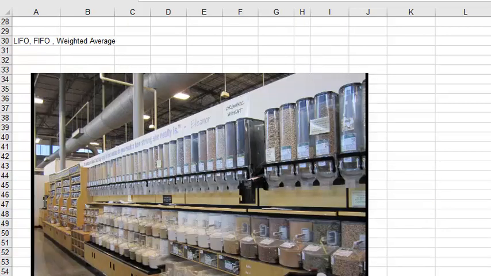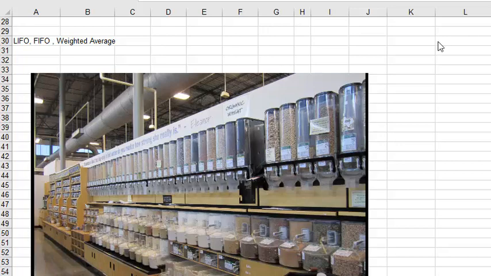The next part of this class that we're going to look at is LIFO, FIFO, and weighted average. These are ways to account for our inventory. LIFO stands for last in, first out. FIFO stands for first in, first out. And weighted average, which will be a calculation.